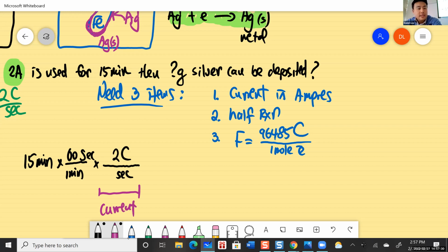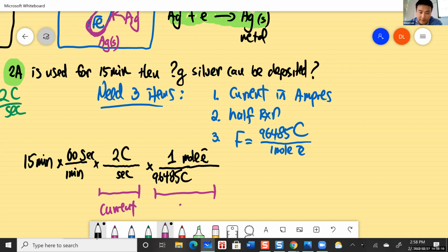Now you have coulombs. If I stop here, this is how many coulombs are delivered in 15 minutes by 2 amperes of current. 15 times 60 is 900, times 2 is 1800. So in 15 minutes, 1800 coulombs is delivered to your iron spoon. But we don't want to stop here. We continue. The only conversion that you have with coulombs is Faraday's constant. So you use Faraday's constant, converting coulombs to moles of electrons. 96485 coulombs is 1 mole of electrons. This is why you need Faraday's constant.